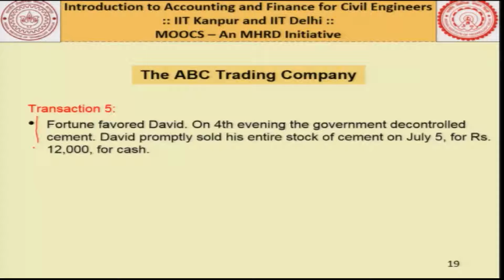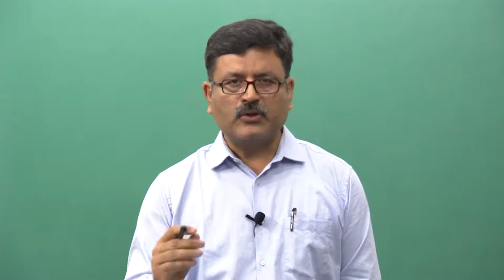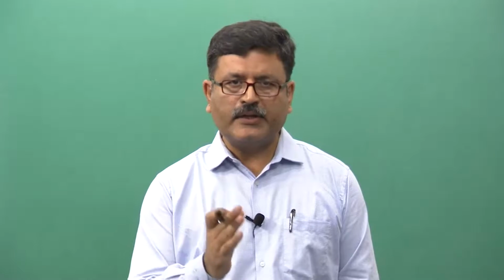Transaction 5, fortune favored David. On 4th evening, the government decontrolled cement. David promptly sold his entire stock of cement on July 5 for rupees 12,000 for cash. Now what will happen? 12,000 you have earned. So your cash will go up. So increase in asset, I will show in debit side, as far as recording in cash book is concerned. But before that, if you look at the balance sheet, what will be the impact of this transaction?